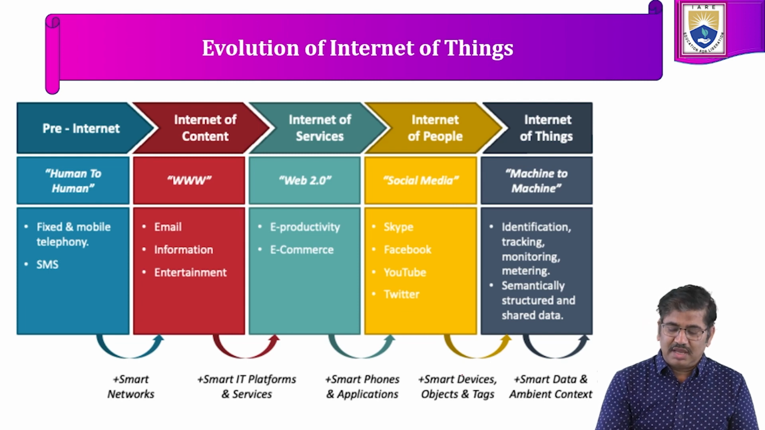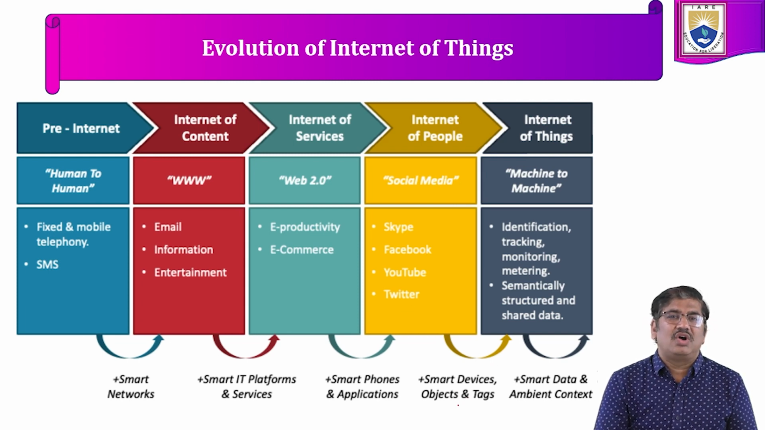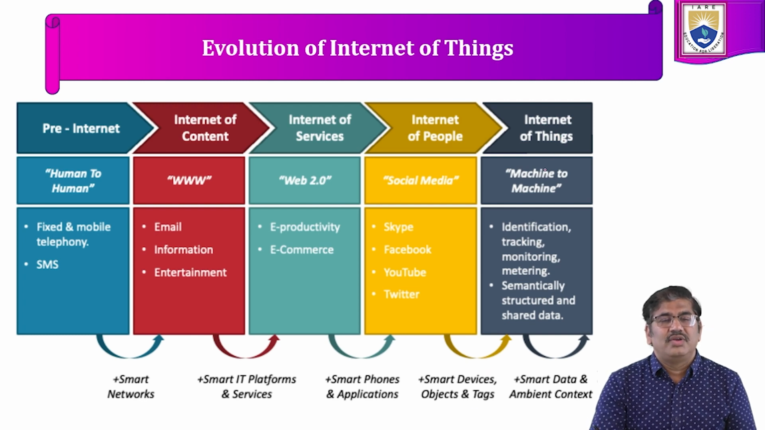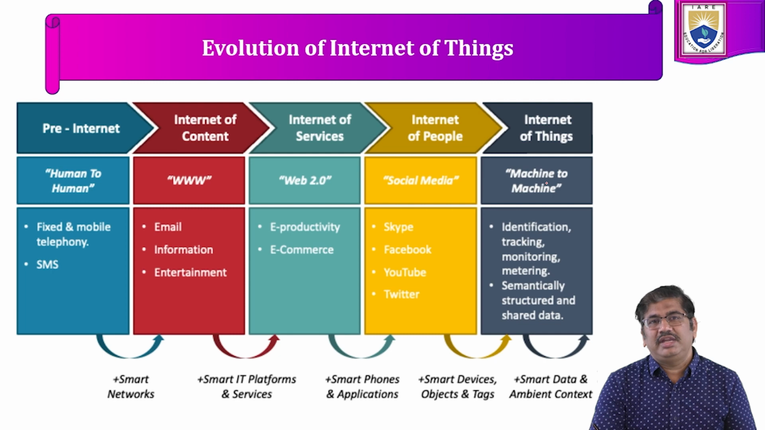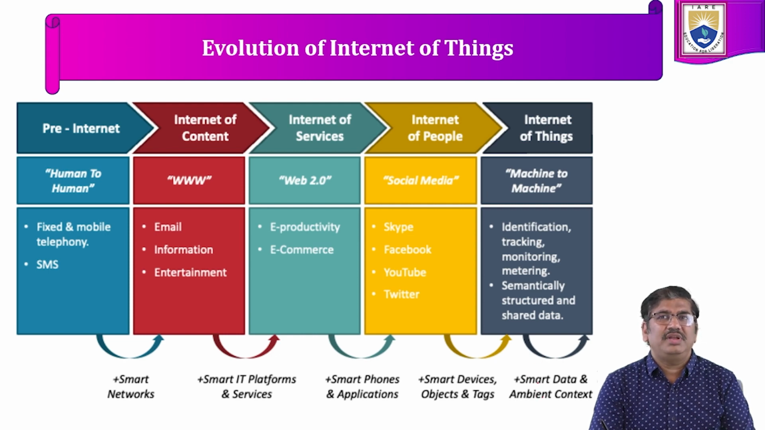Then, along with smart devices, objects and tags, we got the Internet of Things, where communication is now machine to machine, like identification, tracking, monitoring and metering, with semantically structured and shared data. For this, smart data and ambient context can also be added.